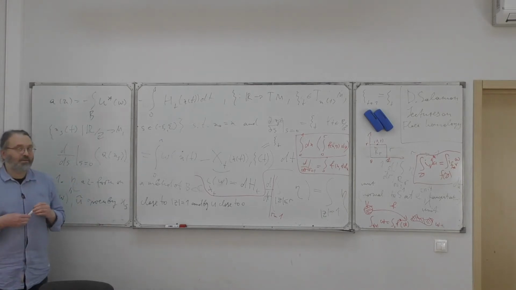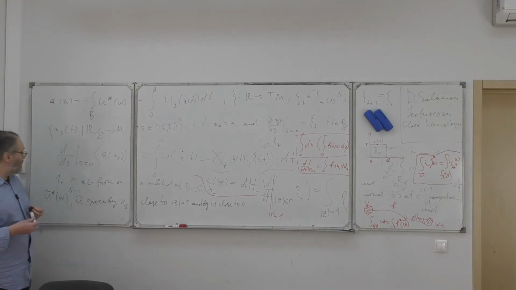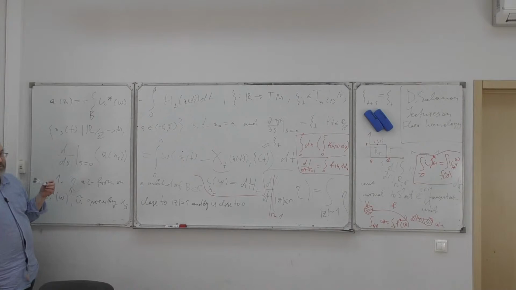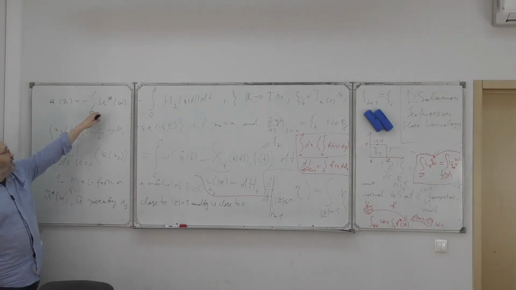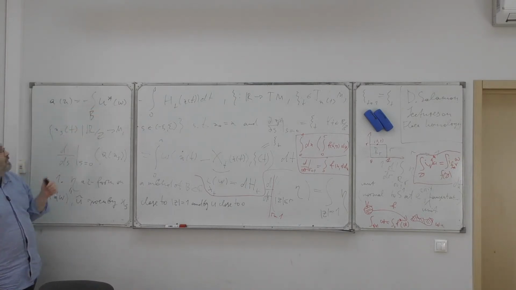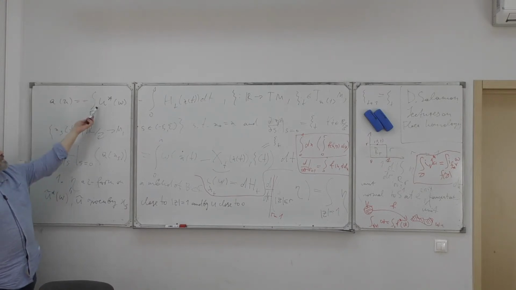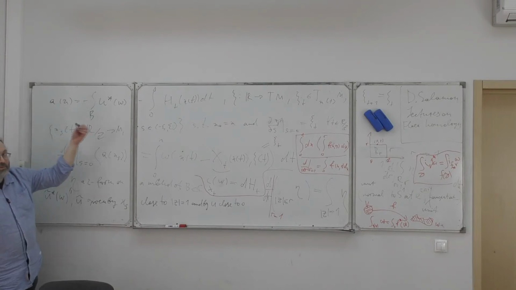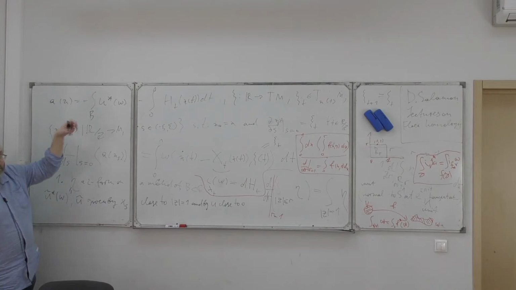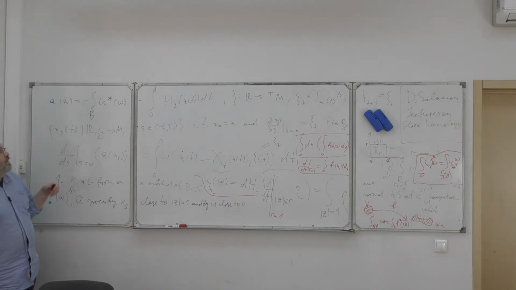Why do we need to modify the map? Because I want to have a single form on a neighborhood of the unit disk, and I already have it on the disk. I want to extend it, but moreover, U is a family of maps from the circle to M, and I want this family to coincide with my given family close to the boundary.